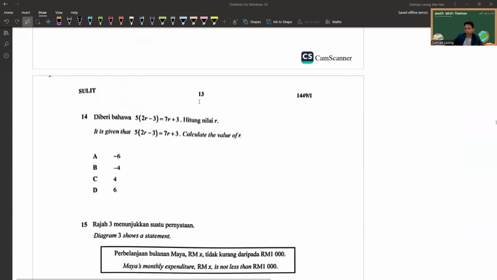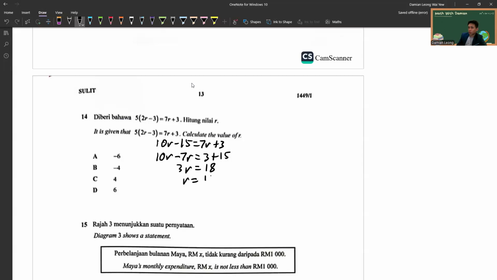Okay, then question 14. Very simple. It's given 5 bracket 2r minus 3 equals 7r plus 3. So it's just solving the equation. Linear equation in one variable. So expand the bracket first. 5 times 2r is 10r, minus 5 times 3, 15, equals 7r plus 3. So keep the 10r, bring over the 7r, positive becomes minus. Bring over the 15, minus becomes plus. So 3r equals 18. Opposite, divide by 3, which I get 6. So r value is 6. Answer D.